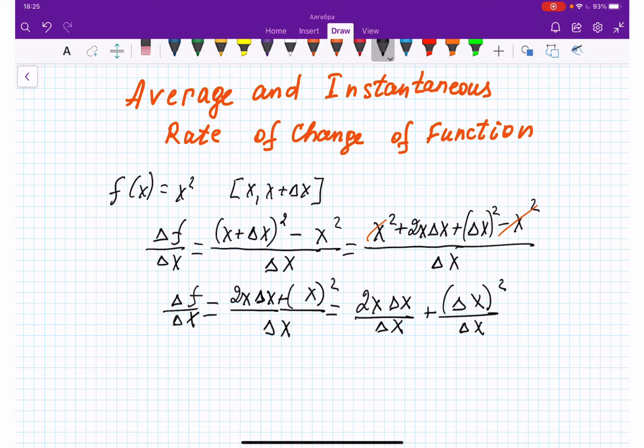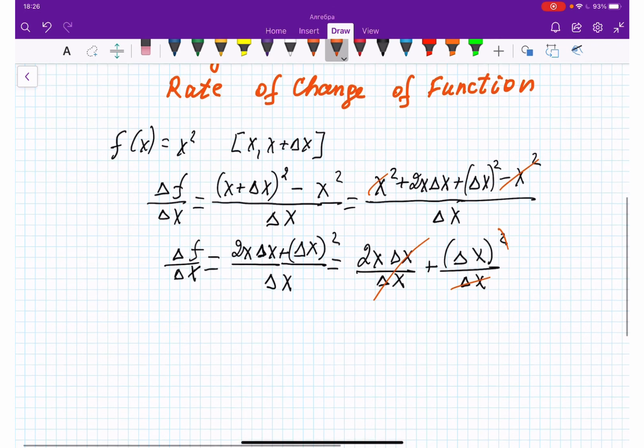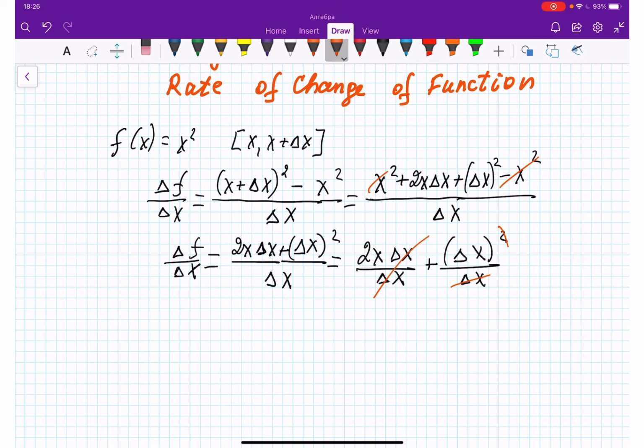So this is canceling, and this one is canceling with this, right? And then when we are taking the limit, delta x approaches 0 because it's moving from the beginning point to the end point. So delta x is getting smaller and smaller, right? Okay, so we are getting here 2x plus delta x. All right.